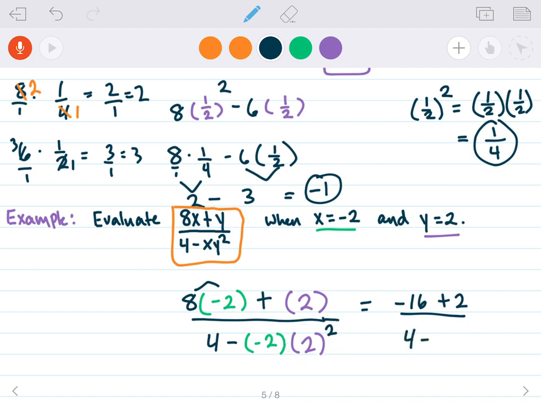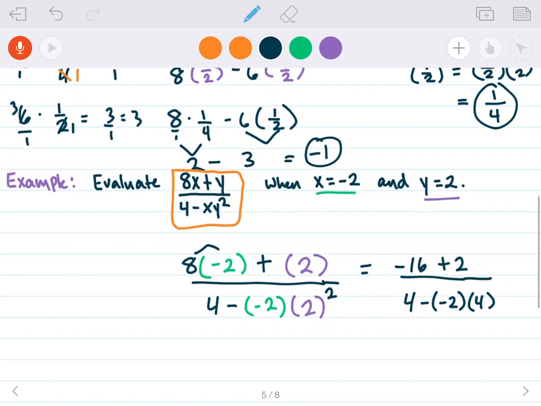So this is 4 minus -2 times 4. And on the bottom, you should recognize that these double negatives can condense to a positive. On top, recognize that -16 plus 2 condenses to -14. So I have -14 on top, and on bottom, again, these two minuses become a plus. So I have 4 plus 2 times 4.